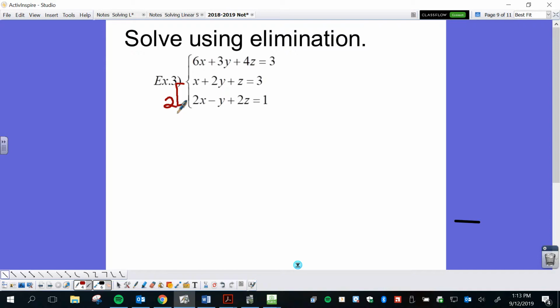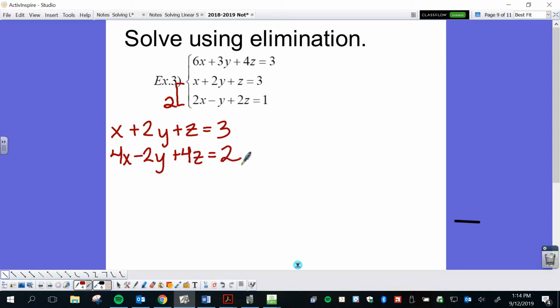So what we do is I'm going to go off to the side, and I'm just going to write these 2. So I'm borrowing the second equation, which I'm not changing. X plus 2y plus z equals 3. And then I'm going to take the third row times 2. Everything times 2, right? So 4x minus 2y plus 4z equals 2. Okay. Then we're going to add those together. We're going to combine them together. Okay? So we're left with 5x.